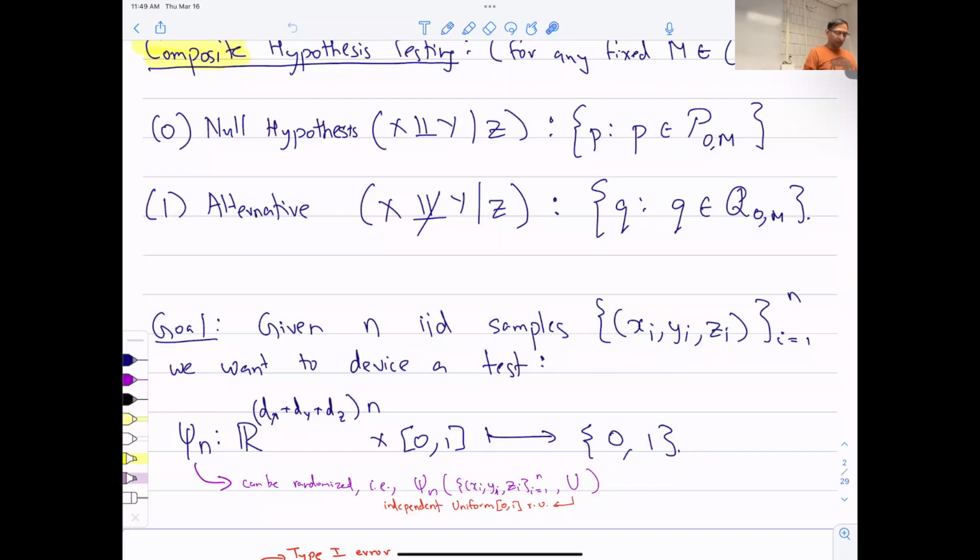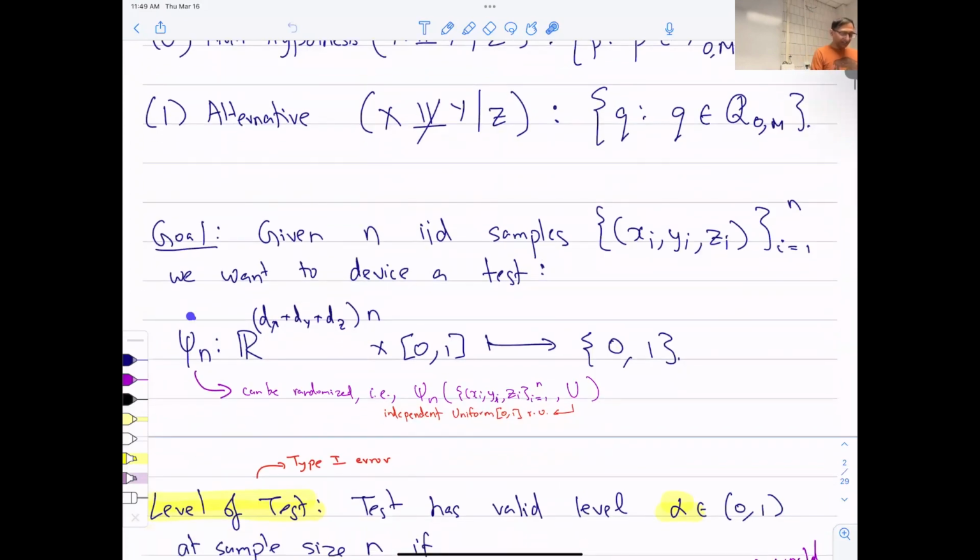You want to devise a test, psi N, which takes those samples. Given N samples, N vectors essentially, and you can randomize if you want. You can pick some independent random variable if you want. And you want to return 0 or 1, meaning: are these samples from here? Meaning, did nature pick one P from this class to generate those samples? Or was the sample from here, meaning nature picked one Q from here and generated those samples. Is the question clear? Good.